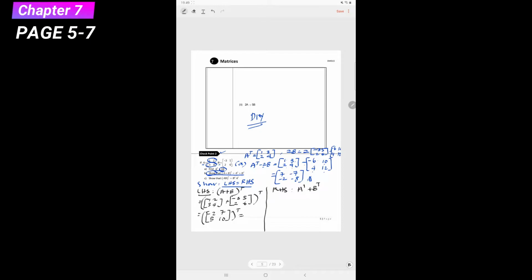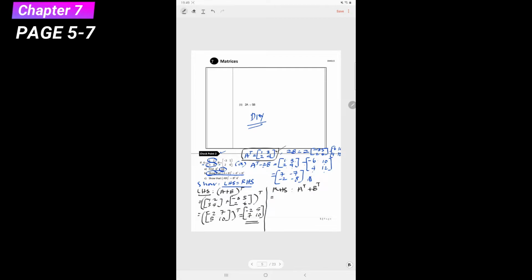Okay, again, macam mana kita nak transpose? Kita tukar daripada row iaitu negative 2, 7 jadi column. And then row yang kedua 5, 10 akan jadi the second column 5, 10. So this is the answer on the left hand side. Now let's look at right hand side. Okay, so here we have AT. AT yang kita dah cari tadi. Okay, yang tadi kita dah dapatkan AT.